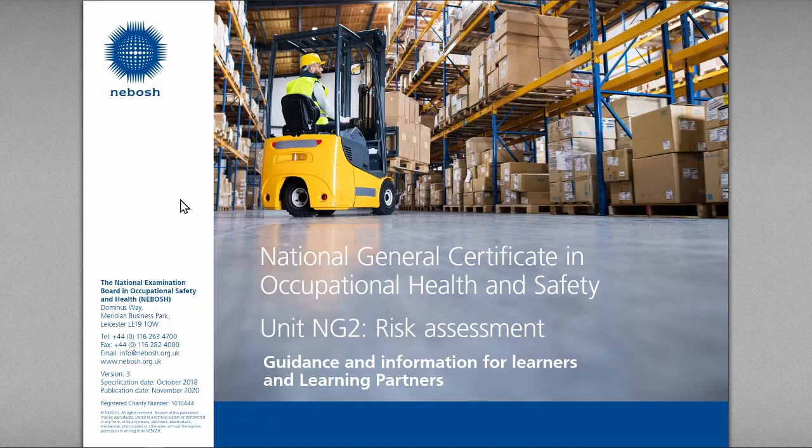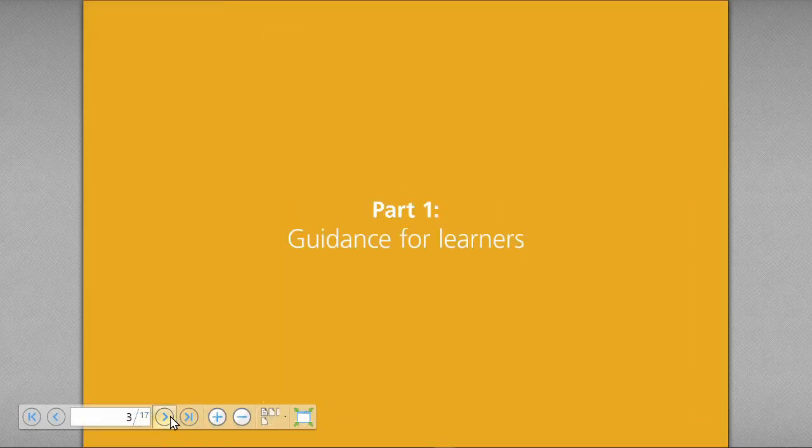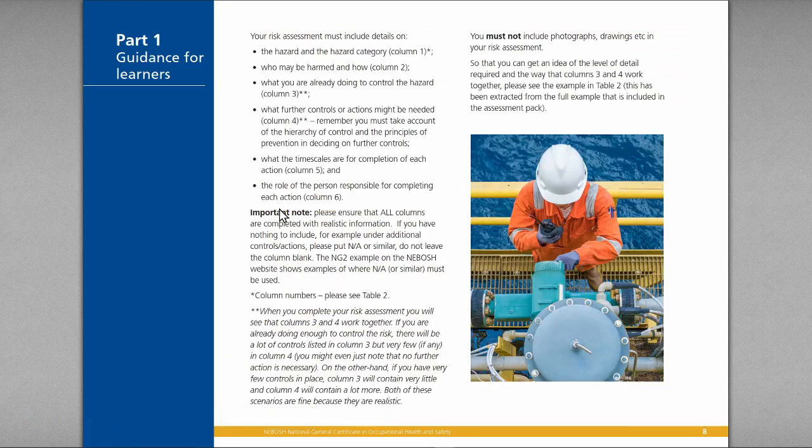This document you can download from the NEBOSH website. It's the guidance and information about the Unit 2 risk assessment. I'm going to go to page 8 just to pick out an example I want to go through with you. It's got here on page 8 an important note. It says, please ensure that all columns are completed with realistic information. If you have nothing to include, for example under additional controls/actions, please put NA or similar, i.e. not applicable. Do not leave the column blank. The NG2 example on the NEBOSH website shows examples of where NA or similar must be used.